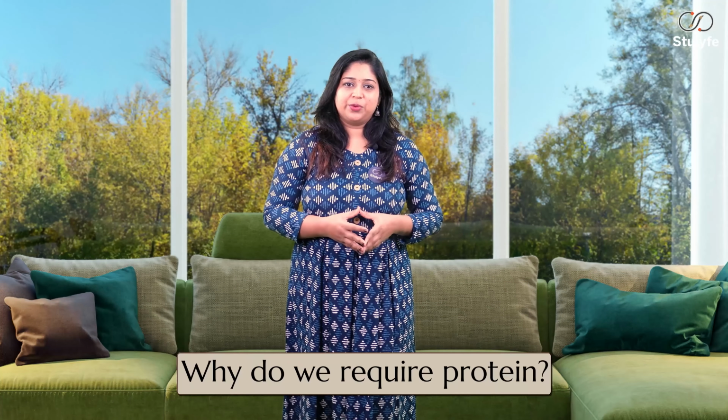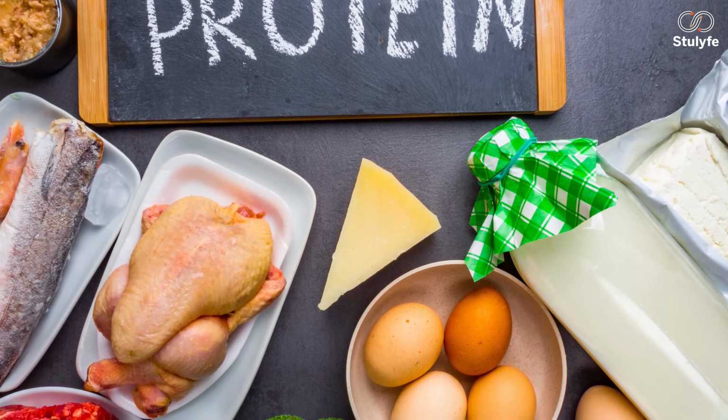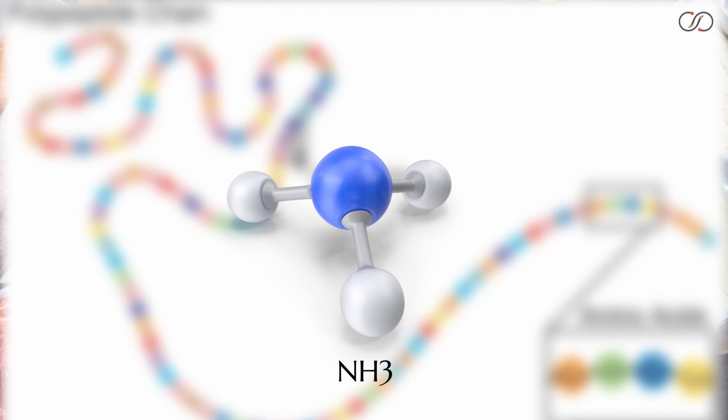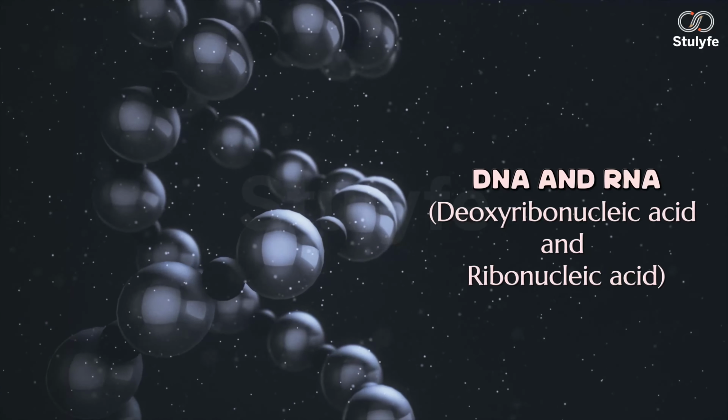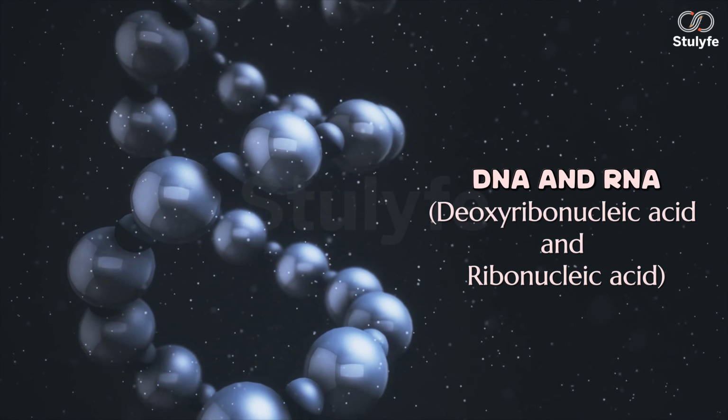But why do we require protein? Proteins are required for growth and formation of various molecules. Proteins are made from amino acids, which contain ammonia, that is NH3, and for the preparation of ammonia, nitrogen is required. Not only for the production of amino acids, but also for the production of the most important molecules in our body, we require nitrogen, that is DNA and RNA, deoxyribonucleic acid and ribonucleic acid.